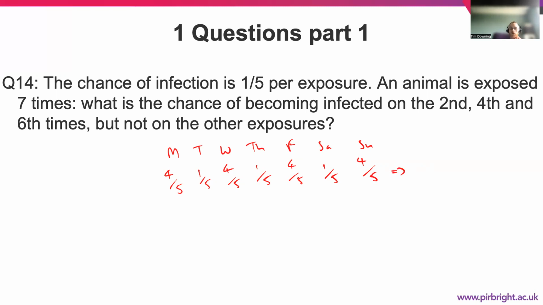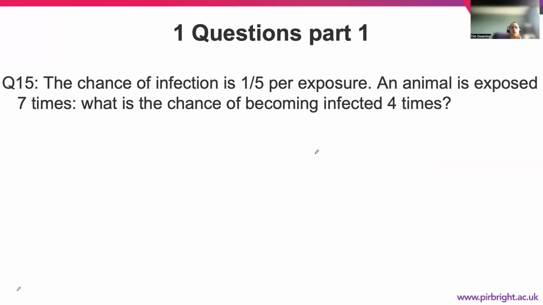If we look at a related question, the chance of infection is 1 in 5. If they are exposed 7 times, what's the chance of becoming infected 4 times? So here we've got our binomial probability problem. We've got 7 choose 4 by 1/5 to the power of 4 by 4/5 to the power of 3.